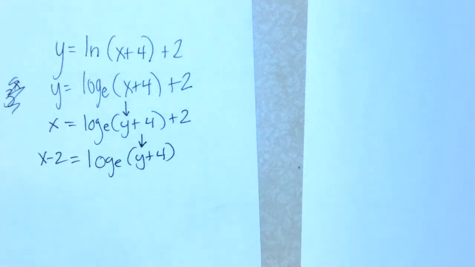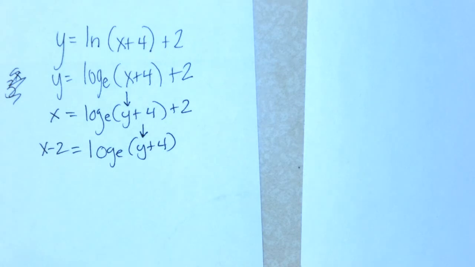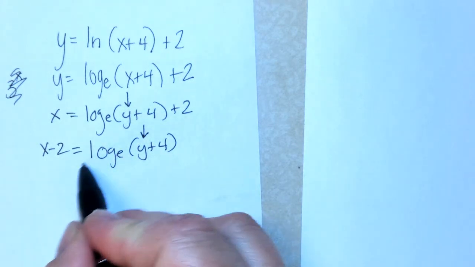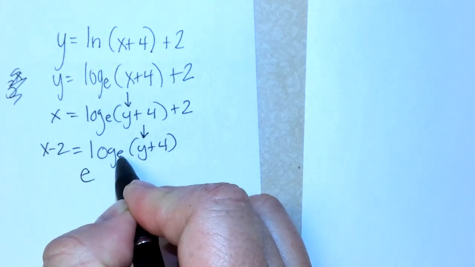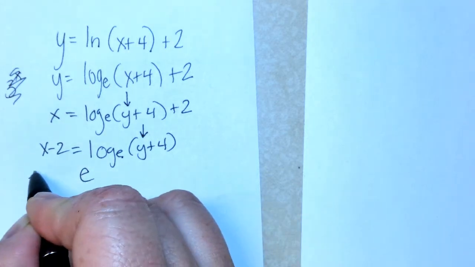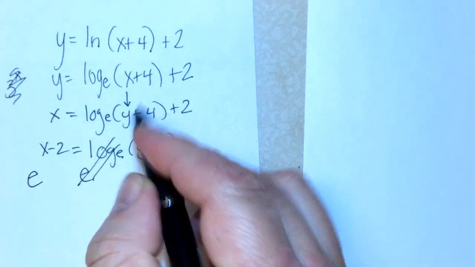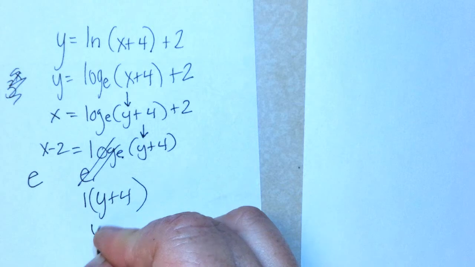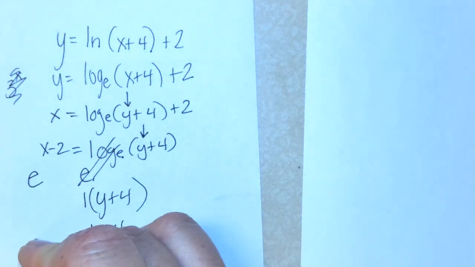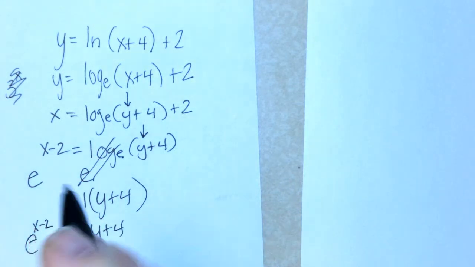And just like we did with our previous problem, which was 16a, to eliminate this log base e, I'm going to put down whatever this number is, the number e, Euler's number. I do it to the left and to the right to keep it balanced. Y plus 4, and yes, this equals 1, and multiplying by 1 is not going to change anything, so y plus 4 equals e raised to the x minus 2.